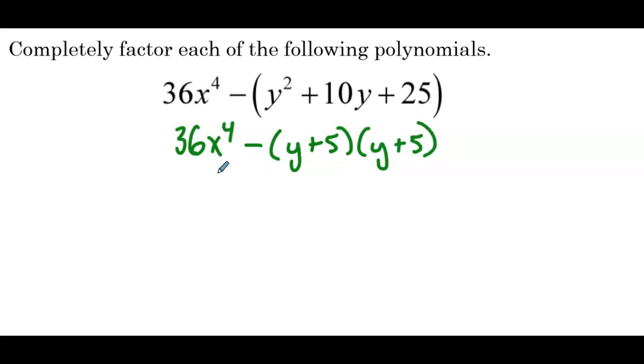But let's write that more condensed. So let's write that as 36x^4 minus (y + 5)^2.